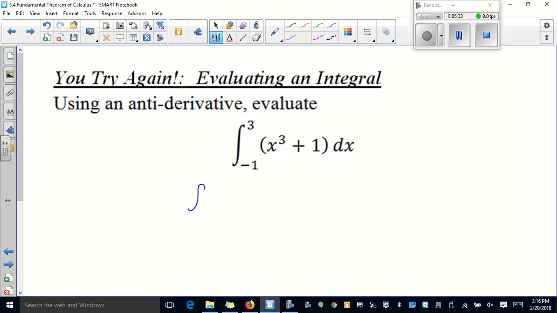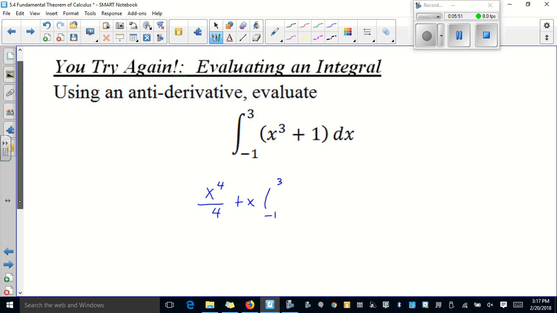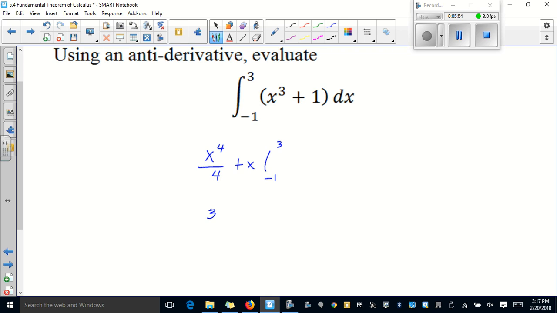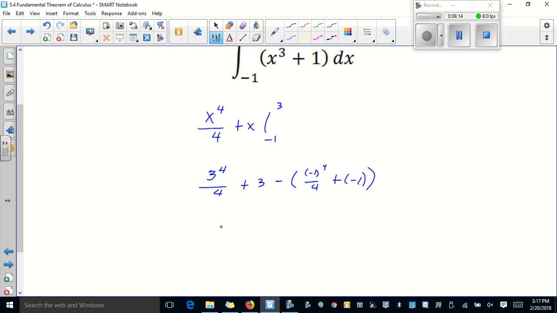So that gives me 3 to the 4th power over 4 plus 3, minus -1 to the 4th power over 4 plus a -1. So 3 to the 4th power is 81, so this is 81 over 4 plus, and I get a common denominator. That means I multiply top and bottom by 3 over 1 times 4 over 4. So this gives me 12 over 4 minus, this guy's going to go positive, so 1/4.